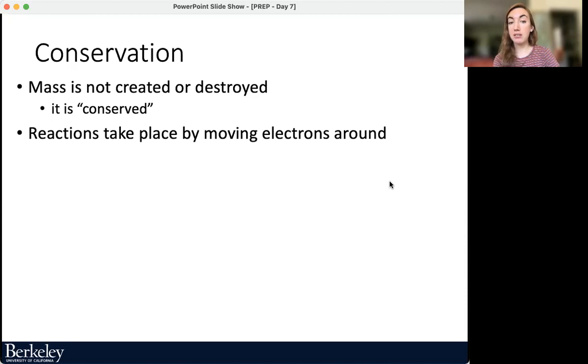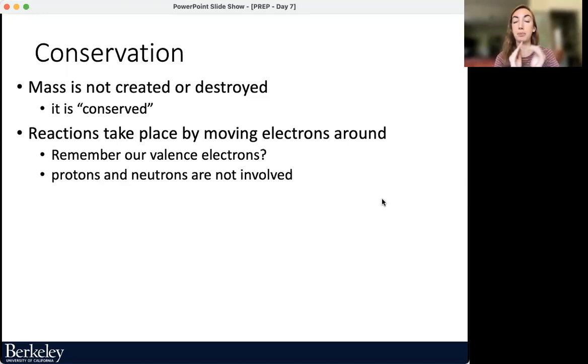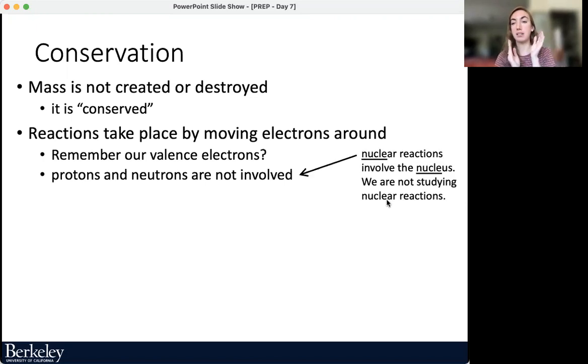Reactions take place by moving electrons around. When we talked about valence electrons making bonds, which are how compounds and molecules are made, those valence electrons can move around and change who they're bonding with. But the protons and the neutrons are not involved. This is just changing the bonds between different atoms by moving valence electrons around, but we're not changing anything about the nucleus of the atom, which contains the protons and the neutrons.